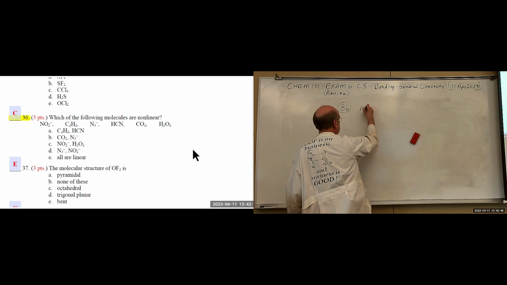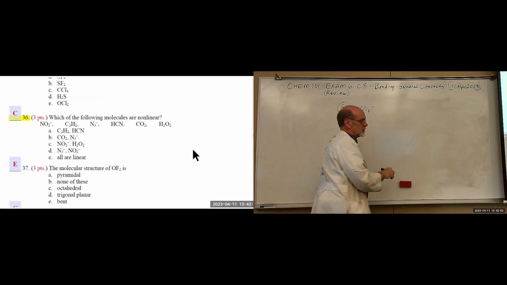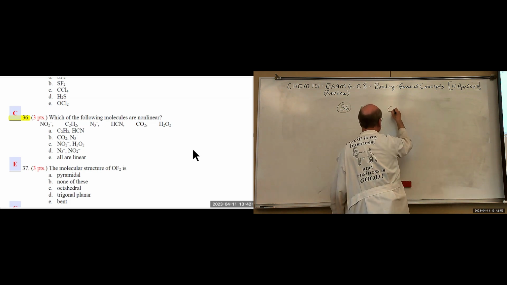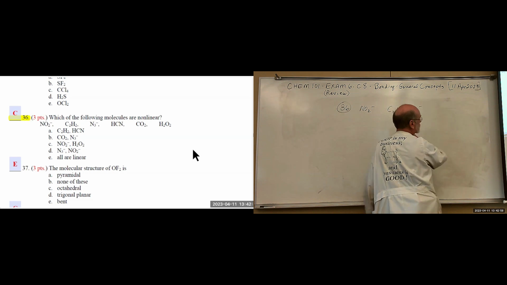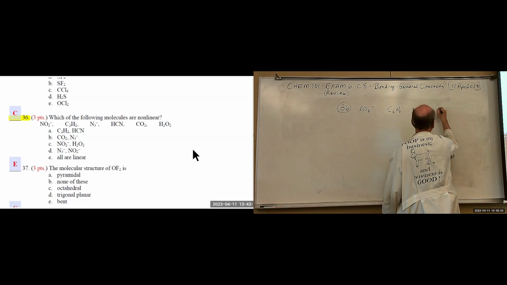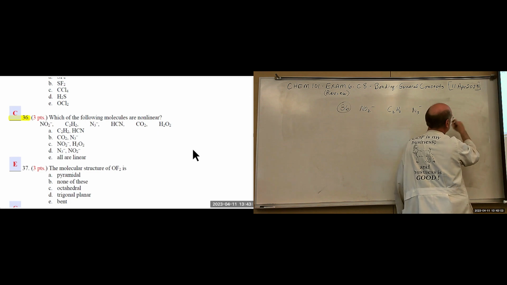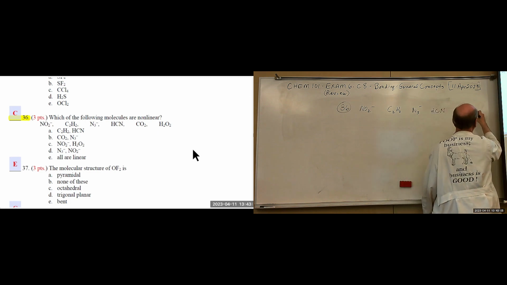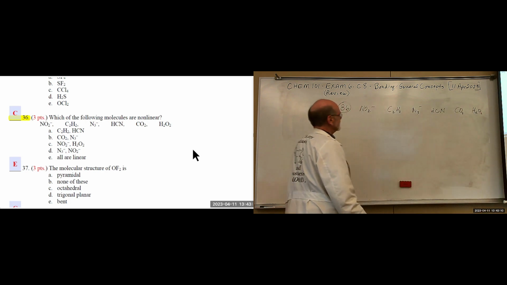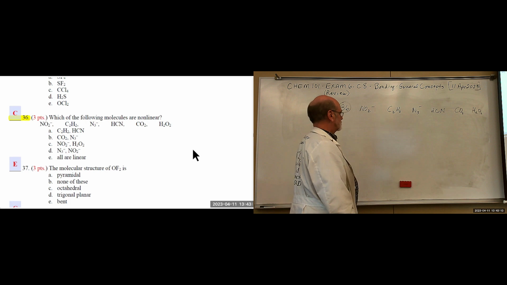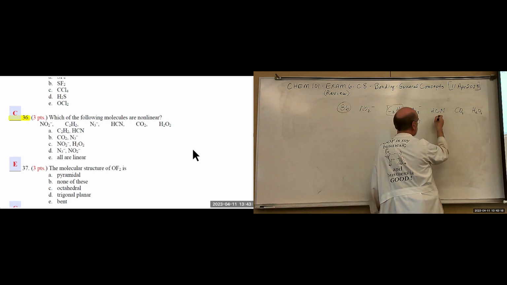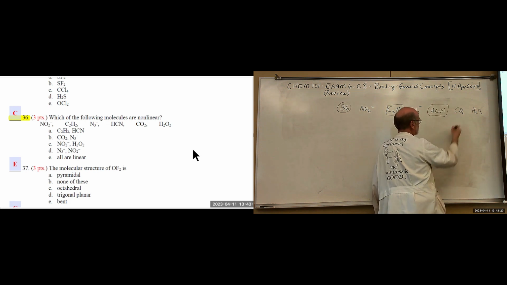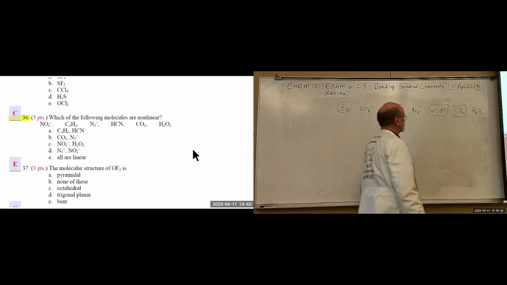Which of the following molecules are non-linear? NO2 minus, C2H2, N3 minus, HCN, CO2 and H2O2. Okay. Let's pick out the ones that are linear. This one's acetylene. That's linear. This is hydrogen cyanide. That's linear. Carbon dioxide. That's linear.